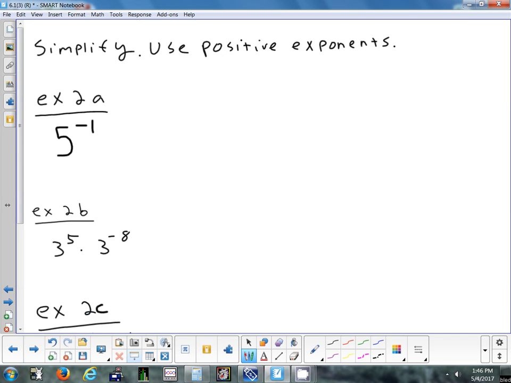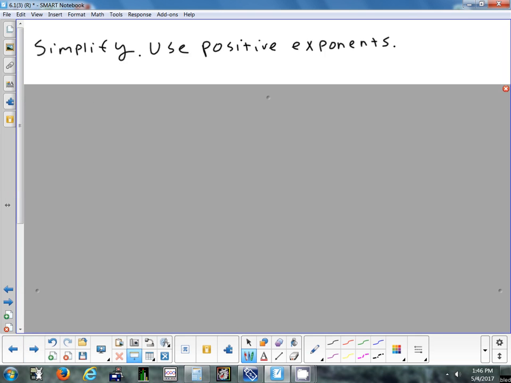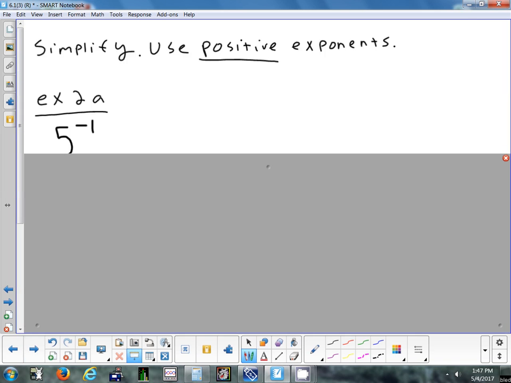Okay, so directions say simplify, use positive exponents. Okay, there's nothing wrong with negative exponents. If you're doing a problem and the directions say to do the problem and you end up with a negative exponent for an answer, that's fine. Unless the directions specifically tell you not to do that. Okay, if they tell you not to, then you need to fix it.